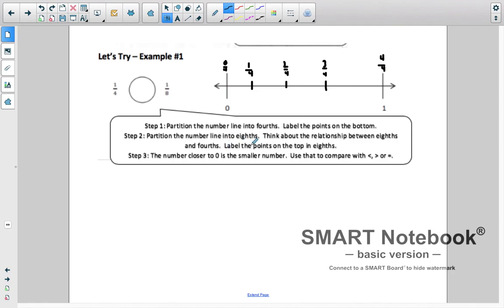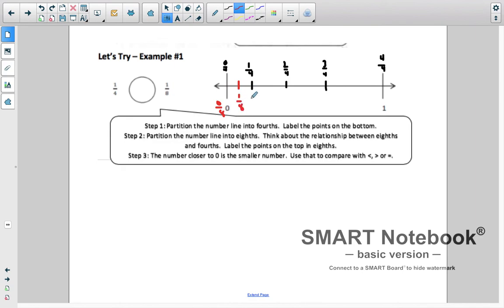It says partition the number line into eighths. Think about the relationship between eighths and fourths. Label the points on the top. Okay, so I'm going to do this one in eighths. So I'm going to write 0/8 here. So 0/8, 1/8.